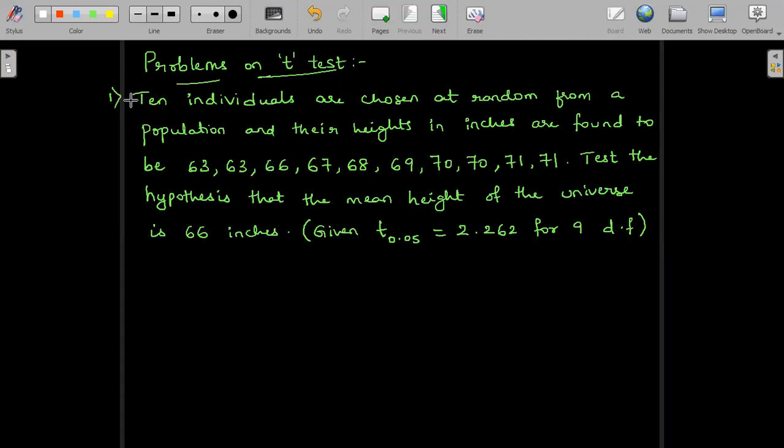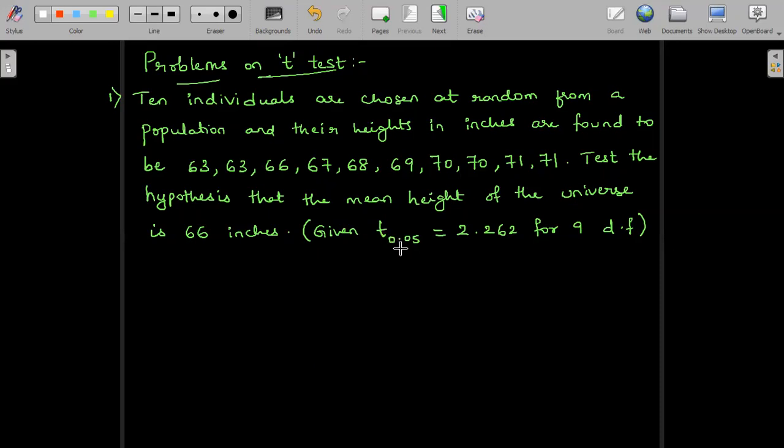N equal to 10. So 10 individuals are considered and their heights in inches are mentioned for us, which are 63, 63, etc. up to 71. Then we have to test the hypothesis that the mean height of the universe is 66 inches. So mean mu is equal to 66 we have to take and test whether the hypothesis is accepted or rejected at 5% level of significance.